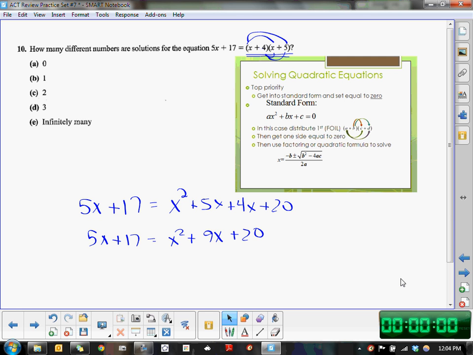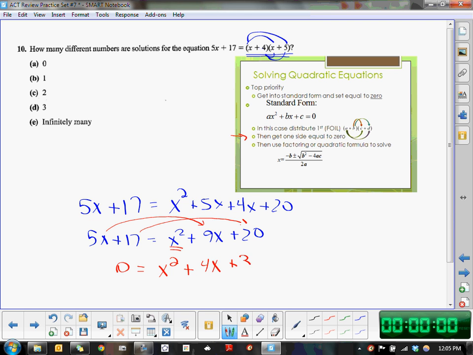And this is where I knew from the very beginning that it was a quadratic equation. And if it's a quadratic equation, we need to get one side equal to 0. And then we can either factor or use our quadratic formula. So I'm going to make this side on the left 0, so I'm going to subtract the 5x. I'm going to subtract the 17. So x squared plus, and 9x minus 5x is 4x. And then 20 minus 17 is 3, so plus 3.